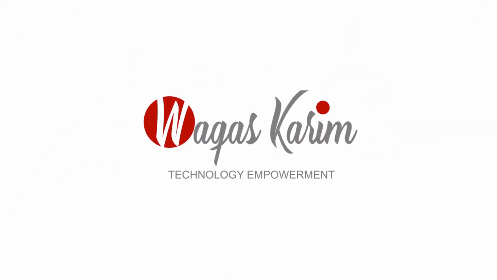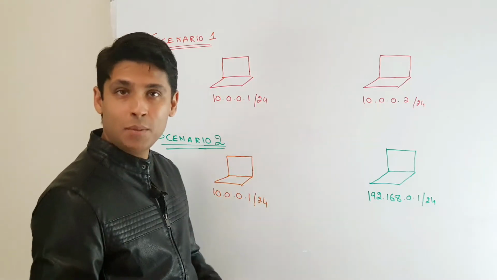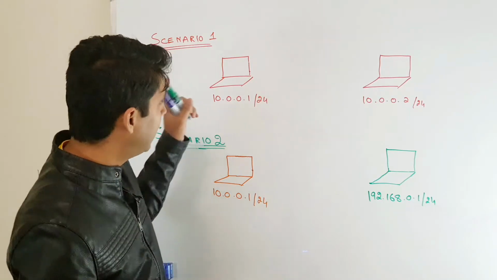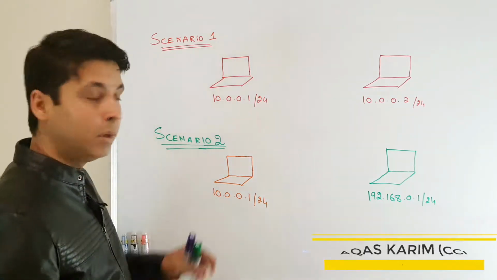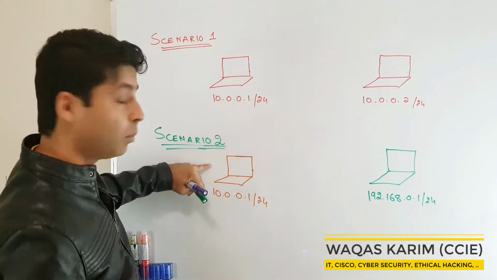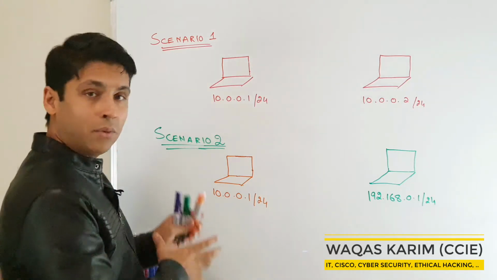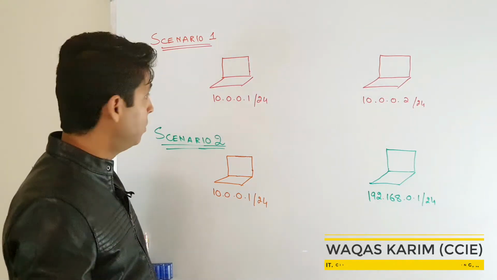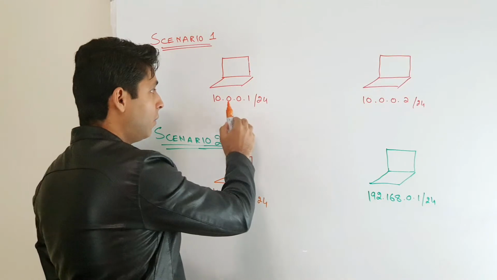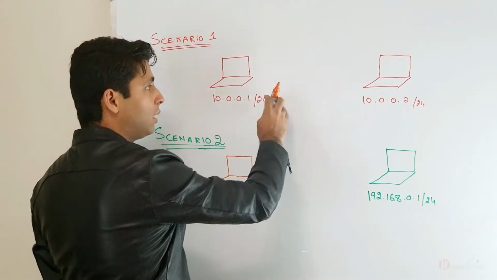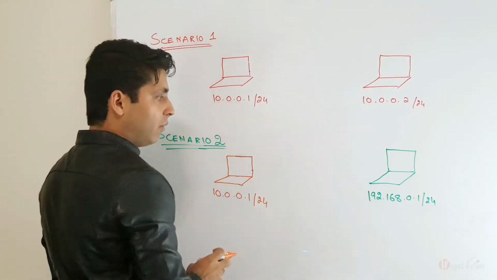Okay, many guys have asked questions about the scenario which I presented last time, so I have drawn that scenario again separately this time. Scenario number 1 and scenario number 2. In these two scenarios, I have tried to make it as simple as possible. So I have two computers here, 10.0.0.1 and 10.0.0.2. These are two computers and these are their IP addresses.